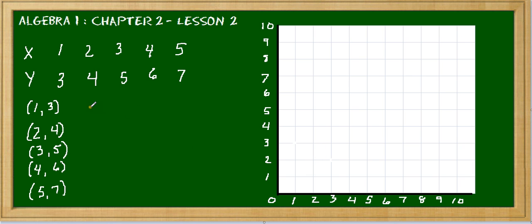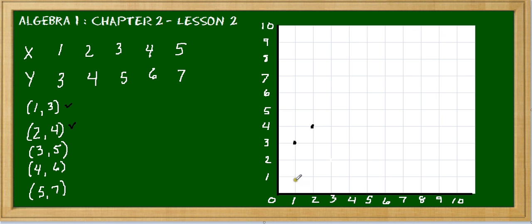The first one is 1, comma 3, or 1, 3. So we go over 1, and then we go up 3. So we plot that point there. Let's check that one off. Then we have 2, 4. So we go over 2 and up 4. It's very simple. All you do is match the line to the coordinate point, to the value across the x and y axis. So this is 2 and this is 4. We could sit there and count them, but you can simply go by their label.